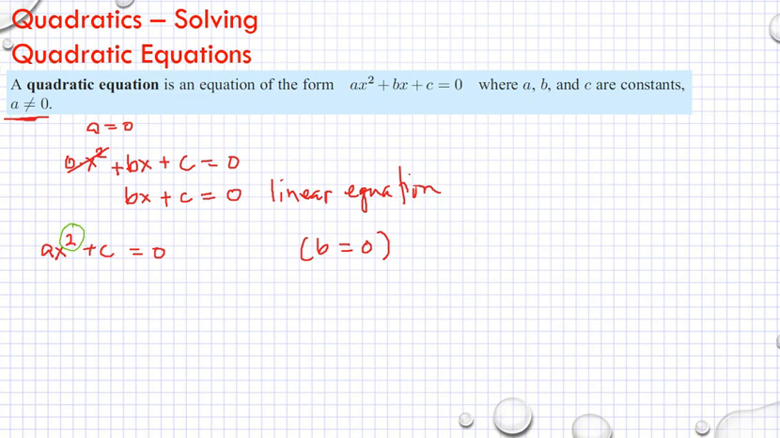It can look like this also. When c is equal to 0, then it will look like this: ax squared plus bx is equal to 0. This is still, as I've said, a quadratic equation. And the general form, as they mentioned here, is this.